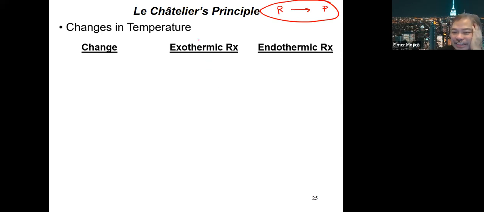So if exothermic, where is heat? It is in the product side. Right? Kasi nga, going out of the system. So it is released by the reaction. Now endothermic, it is on the reactant side. So that's how you're going to assume the situation here. So what does it mean? You treat heat as either one of the products or one of the reactants, depending on what side they are.